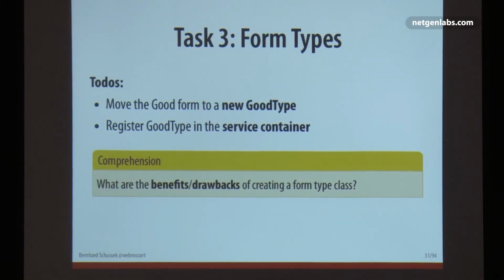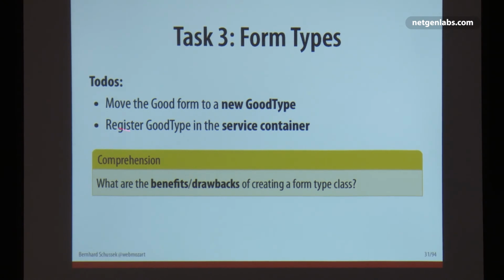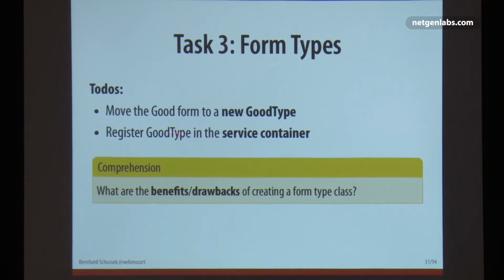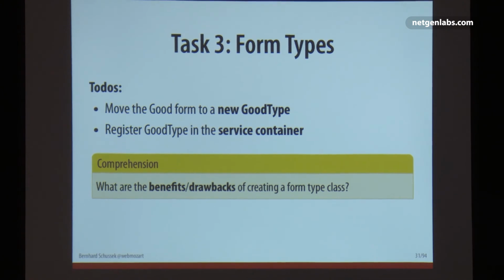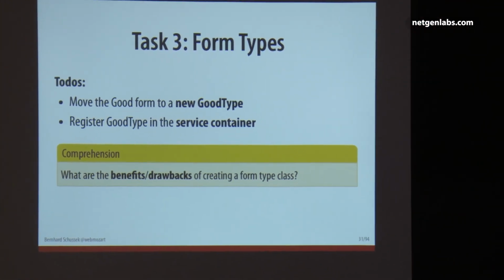So the first bullet is complete. We moved the good form to a new good type. Then the second thing, we didn't work on that yet. We can do it afterwards if you want, or we can skip it. It's possible to register the good type in Symfony's service container. If we do that, we can use the type's name in the controller.